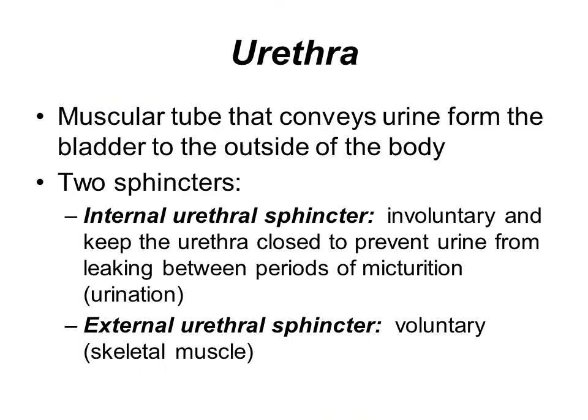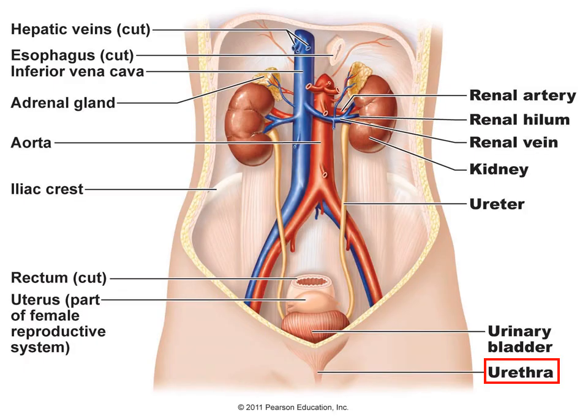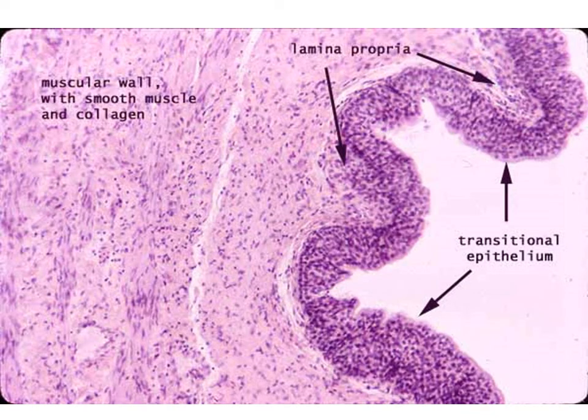The urethra is the muscular tube that passes from the urinary bladder to the outside of the body to allow you to empty the bladder. There are two sets of sphincters. There's an internal urethral sphincter, which is involuntary, and then the external urethral sphincter, which is voluntary, that allows you to control when to release the urine. And once again, this is showing the urethra and a histology slide of it.